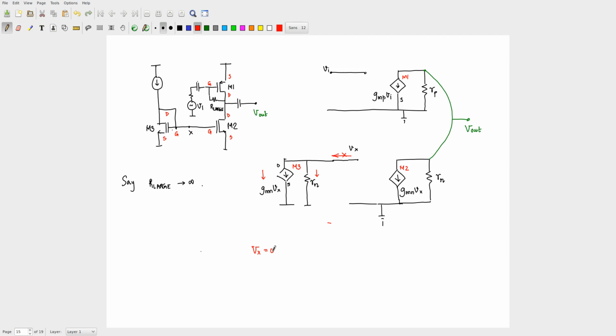Because if Vx equal to 0, what is this current? 0. Vx is 0, which means this current is 0. 0 and 0 add up to 0. So Vx equal to 0 is a consistent solution for this circuit M3. If Vx equal to 0, what happens to this GMVx? This thing also becomes 0, so I can remove that one. Now, can you simplify my circuit?